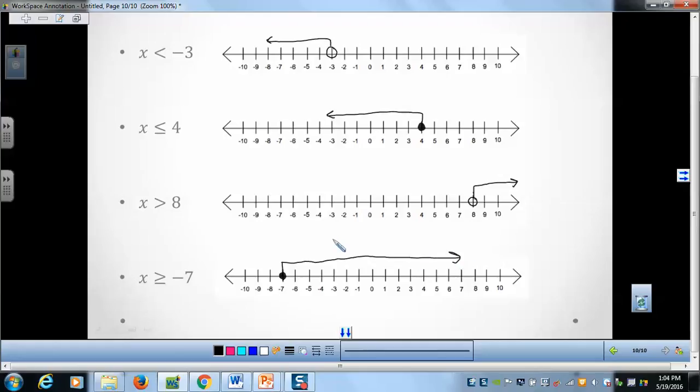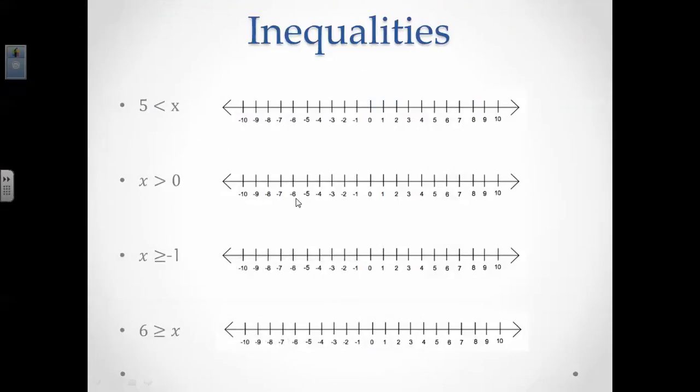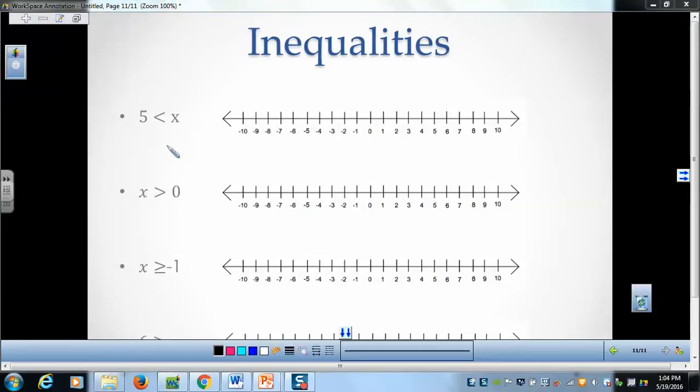Okay, so let's go through one more slide, all right, before I let you do some on your own. Okay, and let's look at these. And what I've done now is just change the orientation a little bit, all right, to help you see how you read the problem. Okay, so now, once again, if I look at this, I'm always reading from the variable. So this is x is greater than 5.